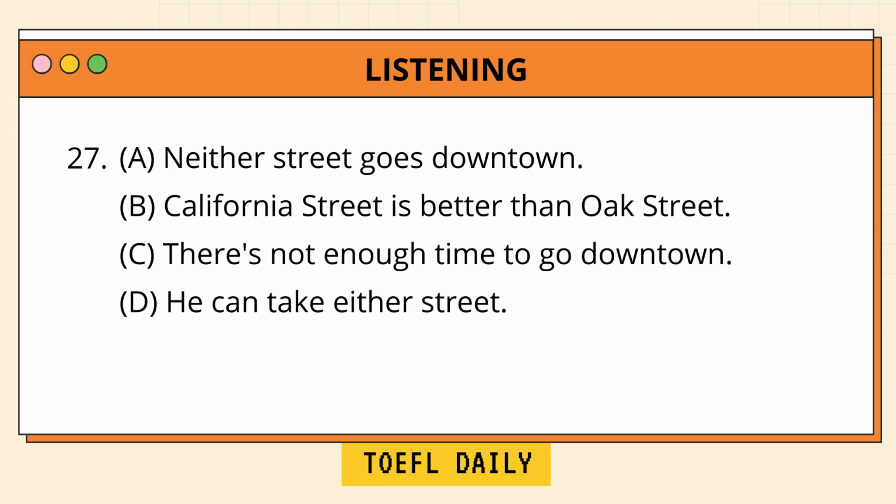Number 27. Should I take California Street or Oak Street to get downtown? What difference does it make? It's the same distance no matter how you go. What does the woman mean?